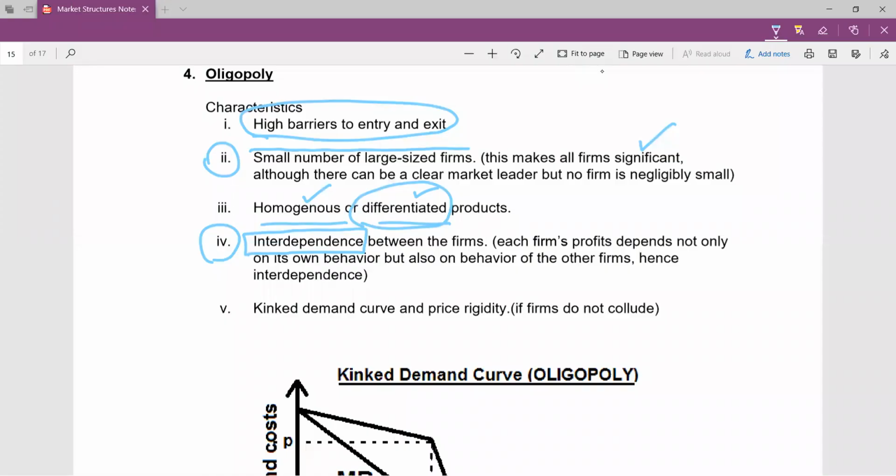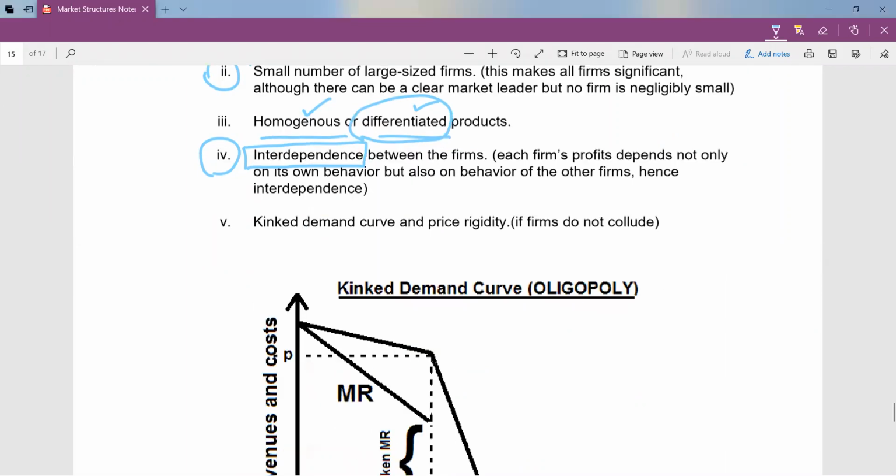Now, this interdependence between firms results in a peculiar demand curve, something that we call a kinked demand curve. Now, what is a kinked demand curve and what is price rigidity? These two concepts are linked.